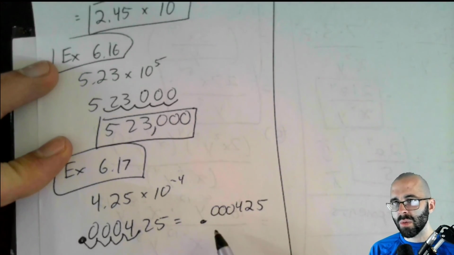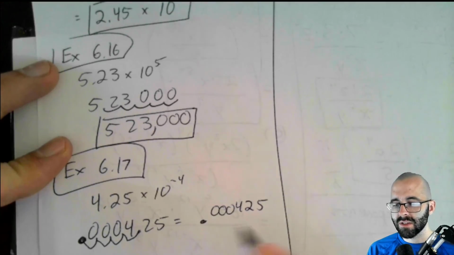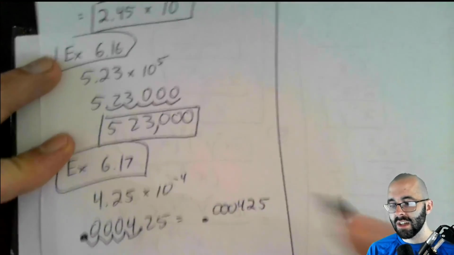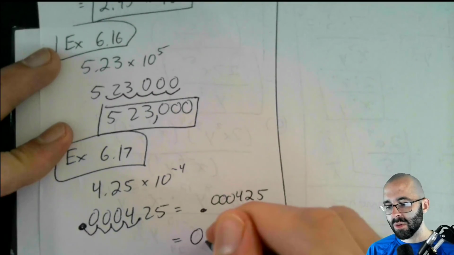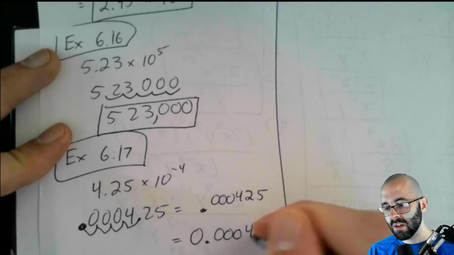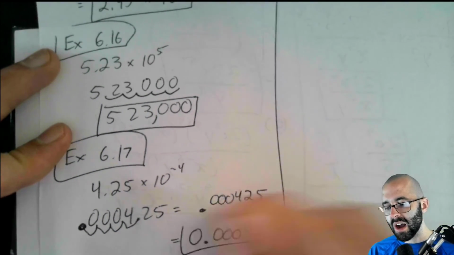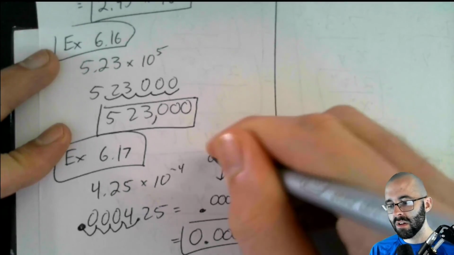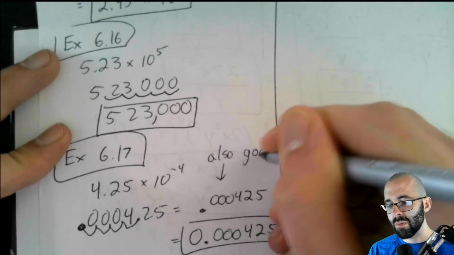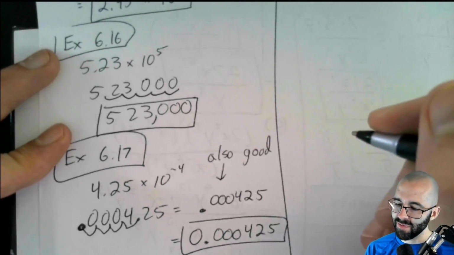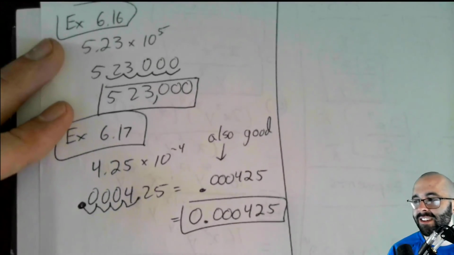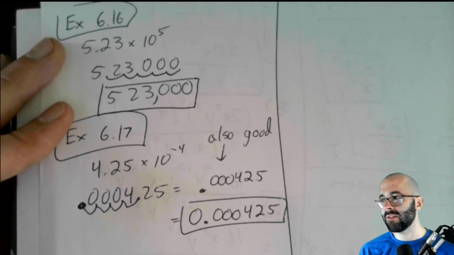But it's very normal, not everybody does this. So this is a correct final answer. But it's very normal to write a 0 before the decimal point. So I will accept either one of these. But I prefer the one on the bottom. But I'll take either. Okay?